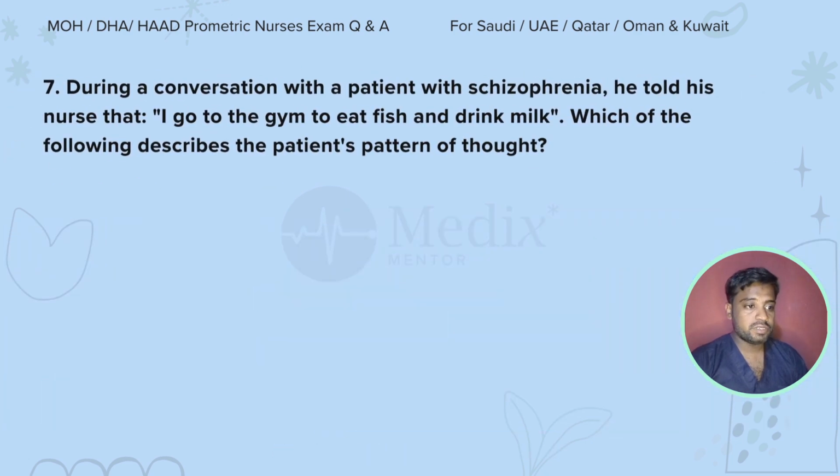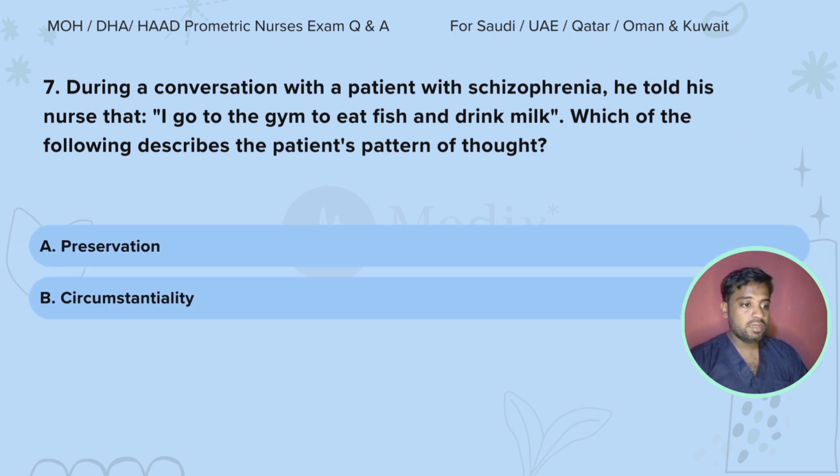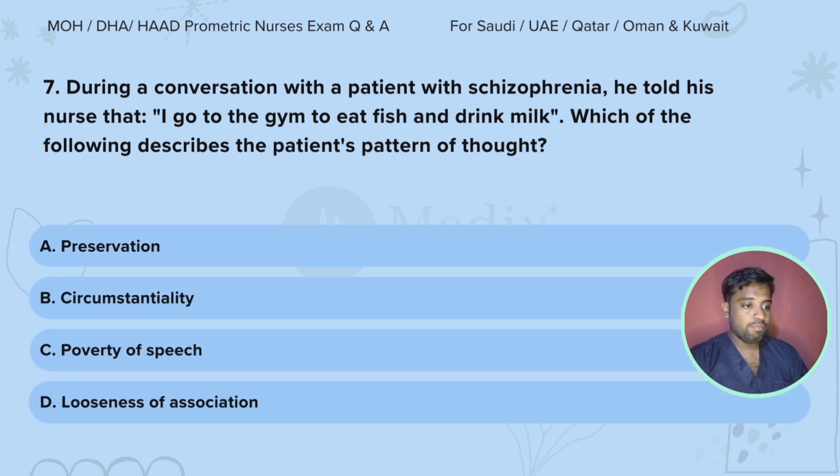Let's begin the question number 7. During a conversation with a patient with schizophrenia, he told his nurse, "I go to the gym to eat fish and drink milk." Which of the following describes the patient's pattern of thought? A. Perseveration. B. Circumstantiality. C. Poverty of speech. D. Looseness of association.